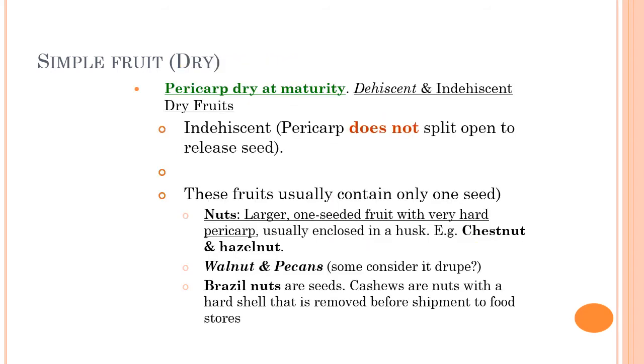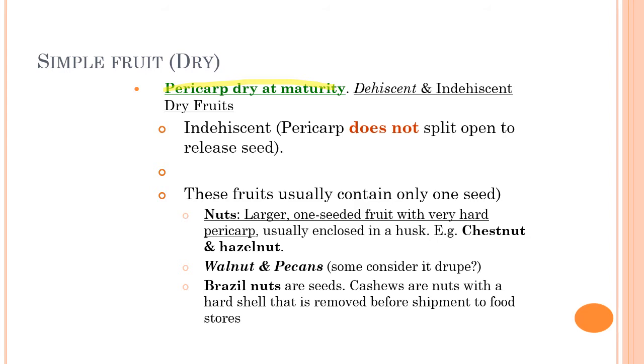Okay, so that's it for fleshy fruit. How about dry fruit? Dry fruit, remember, is all dry at maturity. It cannot have one layer that is not dry. All three layers have to be dry. If only the inside layer, the endocarp, is dry, this is called a stone fruit, a drupe. It's not called dry fruit.